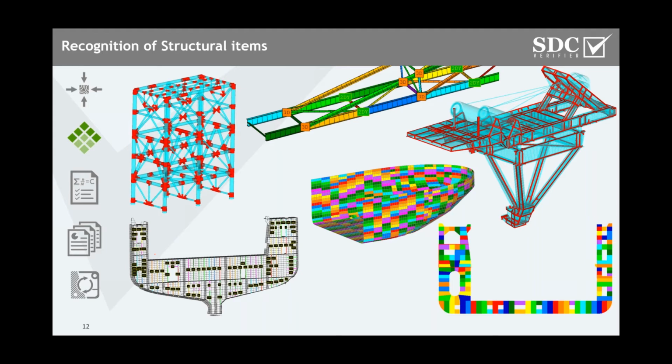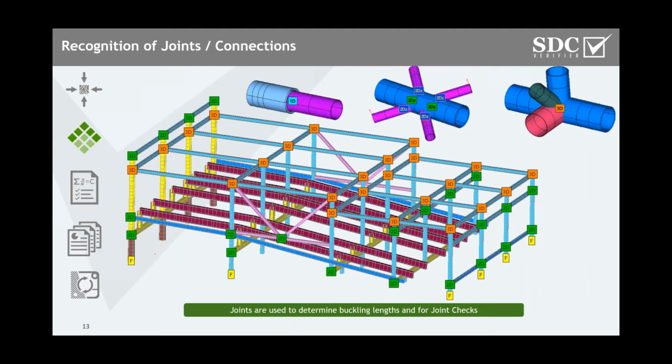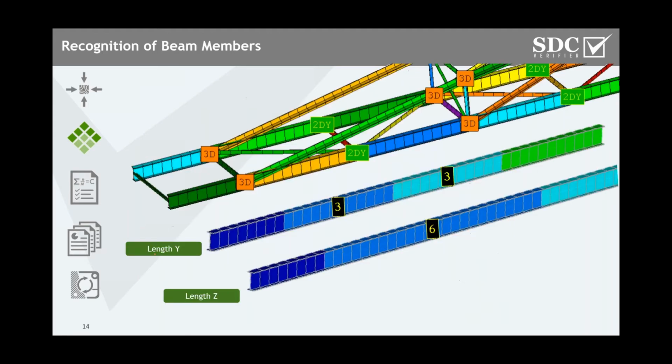For example, joints are determined within one click of a button, and they are used for the joint checks and connection checks according to multiple standards, so to determine the complete capacity of the joints. Or they're also used to calculate and to check the buckling lengths, because the next recognition is recognition of beam members. So your FEA model might be consisting of multiple members from connection to connection.